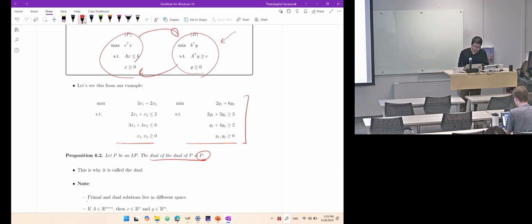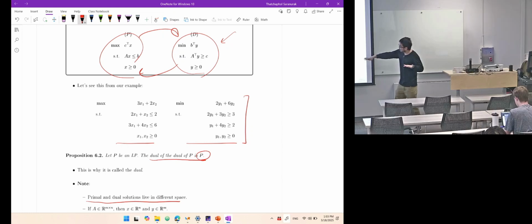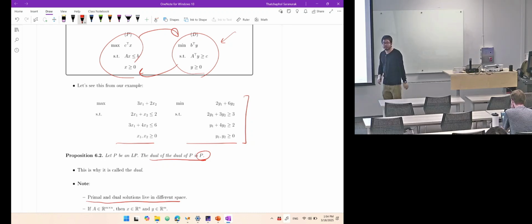I stress again that dual LPs are related to each other, but the solutions on primal and dual live in different spaces. Just think of max flow and min cut, they're duals of each other. The problem of finding max flow, the solution is the flow on each edge. For the min cut, it is to find a set of vertices. So it's a different object, but they have the same value.